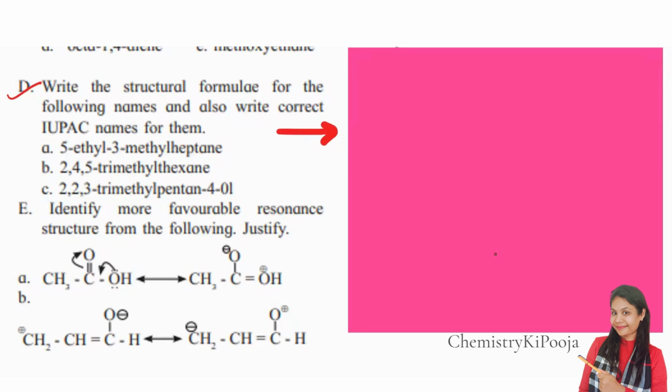Now the next question is, write structural formulae for the following names and also write the correct IUPAC name for the structures. Now let us quickly proceed ahead. Now the first one is question number A. The given name is 5-ethyl 3-methyl heptane.